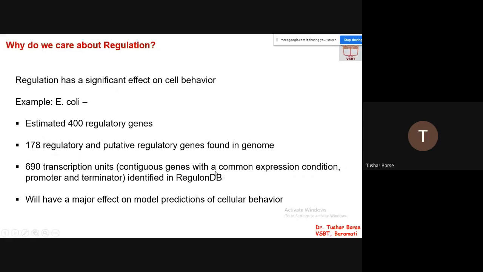There is one database called the Regulon database. If you visit the website of this Regulon database, you will get all the information about the regulatory network. So at the end, you can say that this regulation will have a major effect on the model predictions of cellular behavior. That is why it is very important.